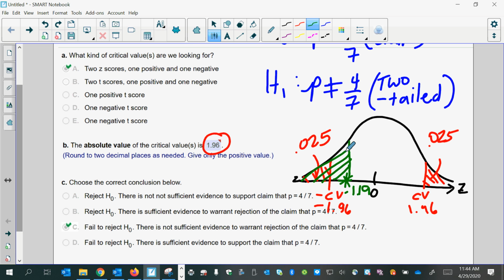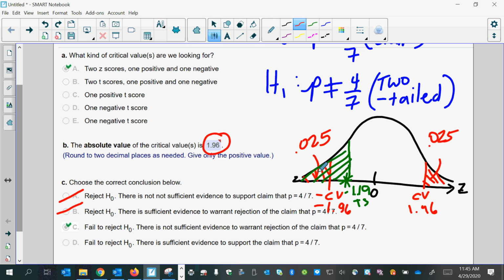Now, we don't need the p-value in order to make a decision. What we see is that the test statistic does not fall in the rejection region, the red region. So for that reason, we would say fail to reject the null hypothesis. So it's definitely going to be one of the two choices that start with fail to reject the null hypothesis. So it's one of these two.